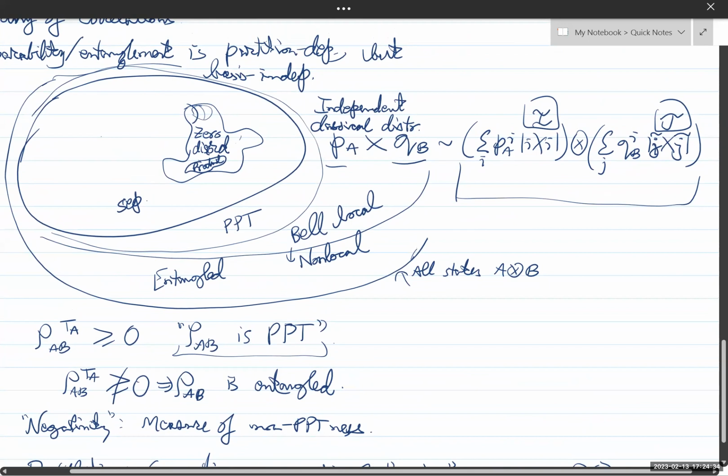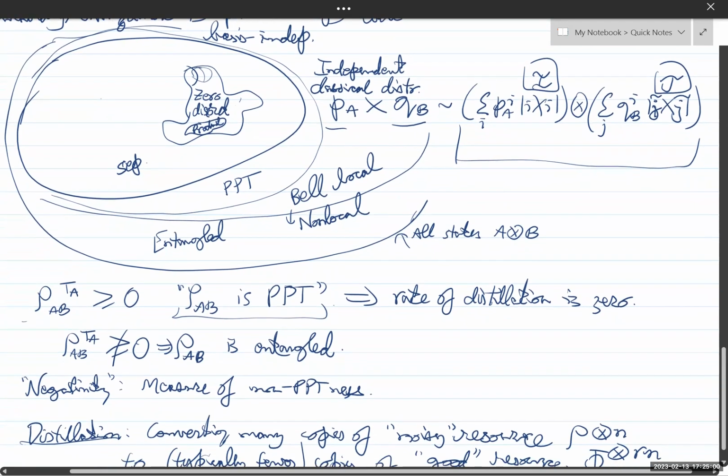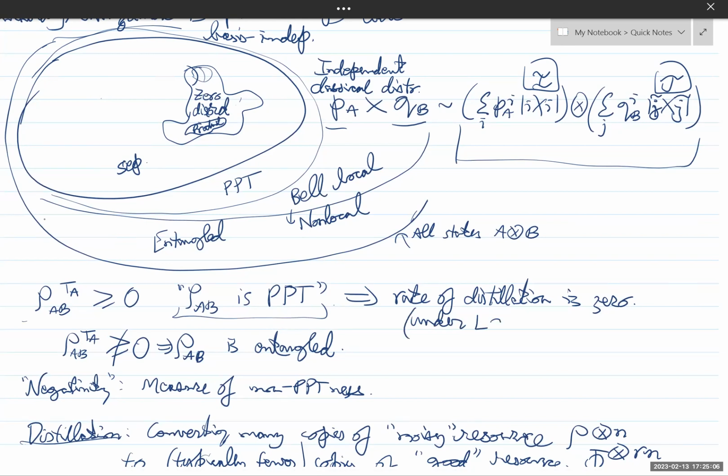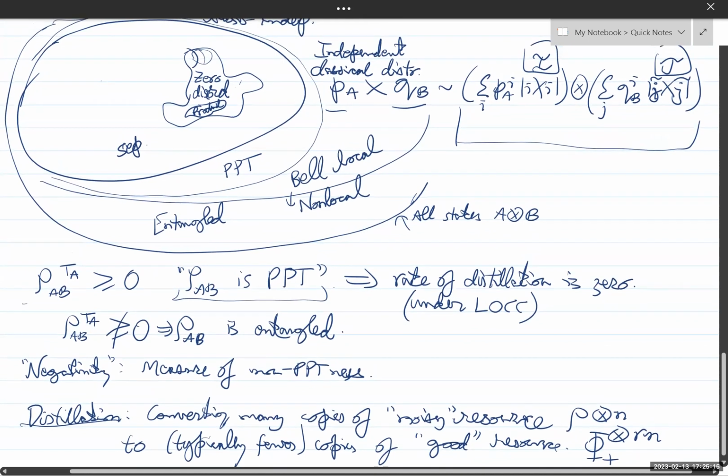But I will just mention that if rho AB is PPT, then the rate of distillation is 0. So if you have a PPT entangled state, then if you have many copies of such an entangled state, using just LOCC, you cannot distill nice entangled states at any non-zero rate, right?